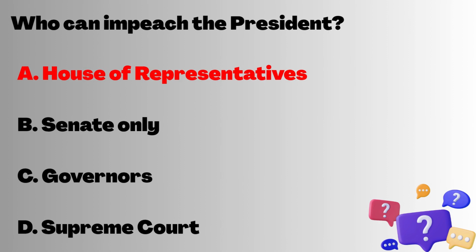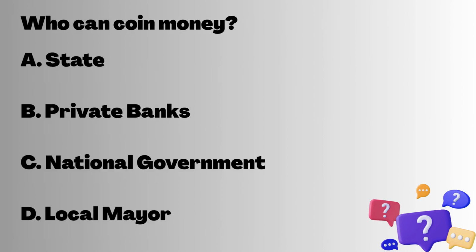House of Representatives. Who can coin money? A. State. B. Private banks. C. National government. D. Local mayor. The correct response is C.